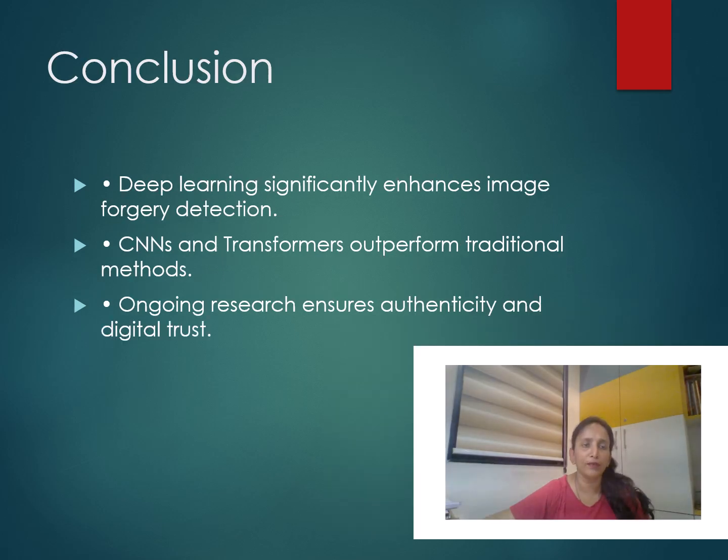So the conclusion is that deep learning has revolutionized image forgery detection. It learns patterns automatically and works well for both simple and complex manipulations. CNNs and transformers significantly outperform older techniques. However, as forgery creation technology improves, we also need continuous innovation in detection methods to maintain digital trust and authenticity.